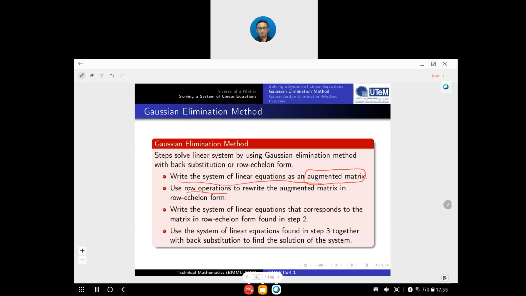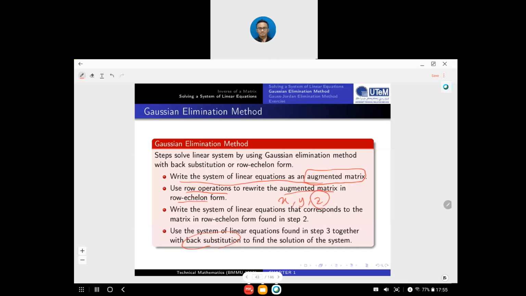You use EROs to rewrite the augmented matrix in row echelon form, and then write the system of linear equations that corresponds to the matrix in row echelon form found in step 2, and then solve with back substitution. What does back substitution mean? If you have unknowns x, y, z, you can get z first.